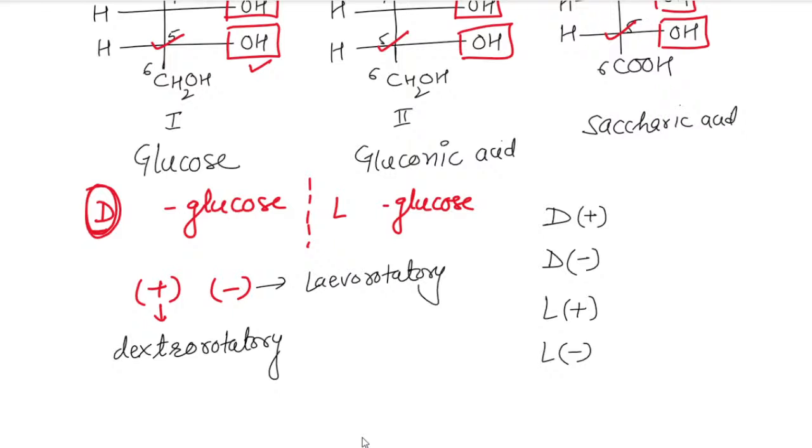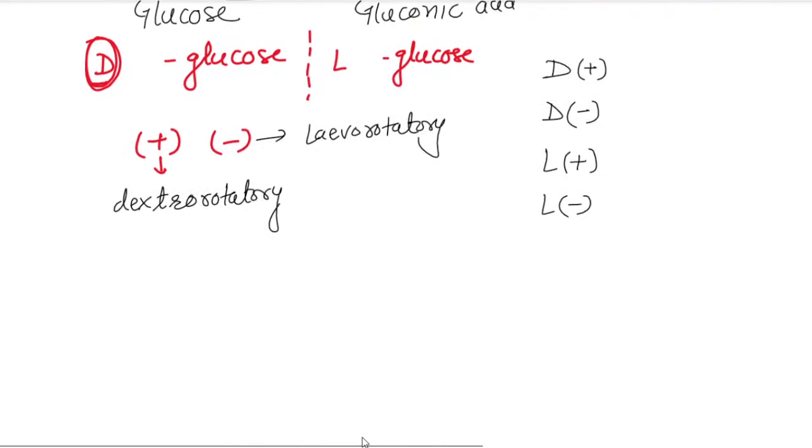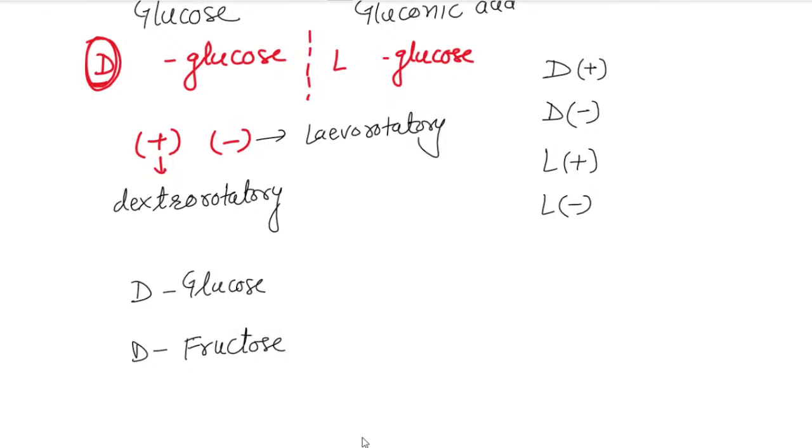Okay. So D glucose is dextrorotatory. The best example is glucose and fructose. See, D glucose and D fructose. Let us write it like so. D glucose is dextrorotatory, but D fructose is levorotatory.